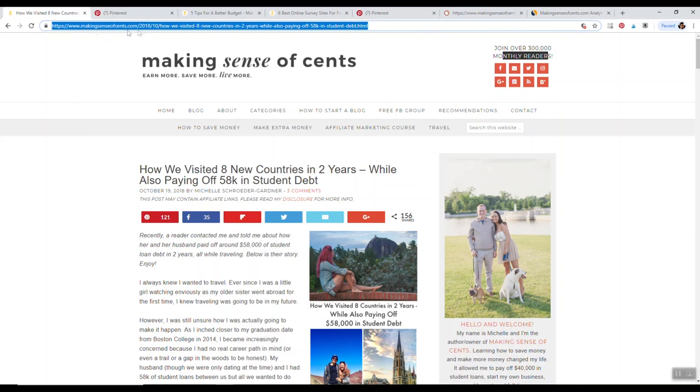What is up with this URL? 2018-10, how we visit 8 new countries. Oh my God, .html. Oh my God, that is horrible. Look, don't structure URLs like that. What you want to do is keep your URLs as short as possible, okay? So instead of how we visit 8 countries in two years while paying off debt, pick 3 words and shorten it to that.